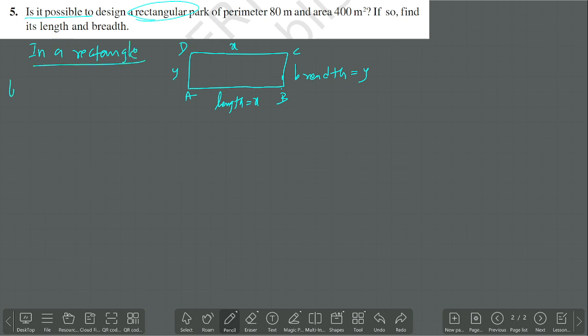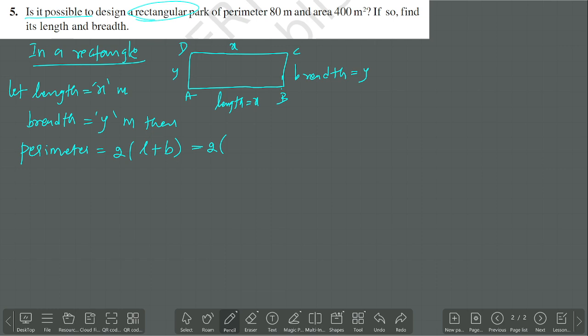In a rectangle, let length equal x meter and breadth equal y meter. Then what about the perimeter? The perimeter equals 2 times length plus breadth, that is 2 times (x plus y). Am I right? And they're talking about area also. The area of a rectangle is length into breadth, that means x into y. All those things I have in hand. Now I can go to the conditions.